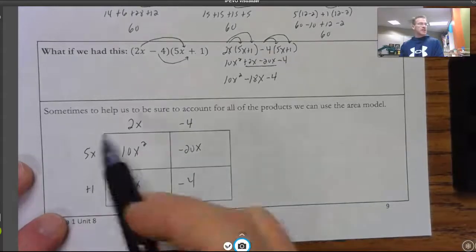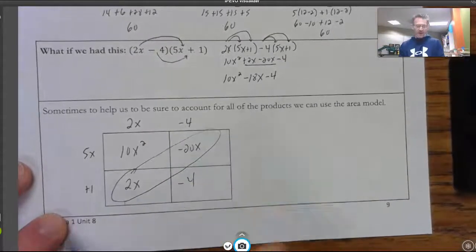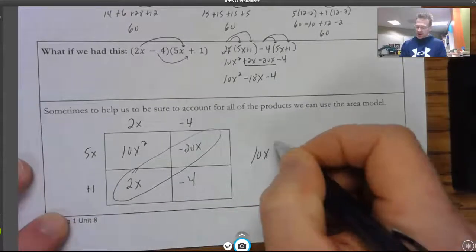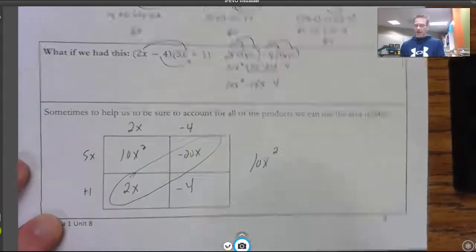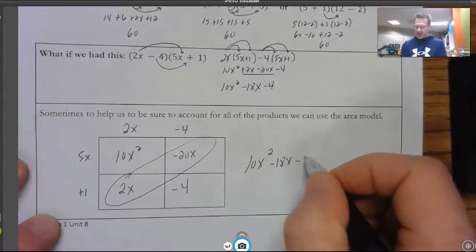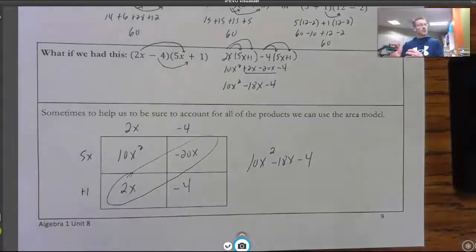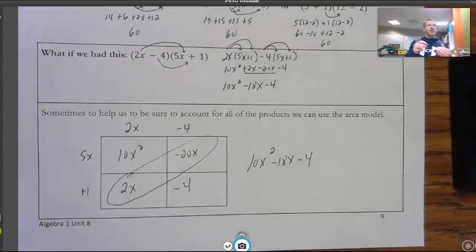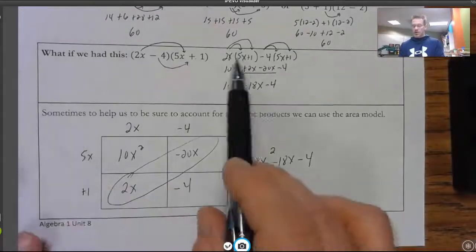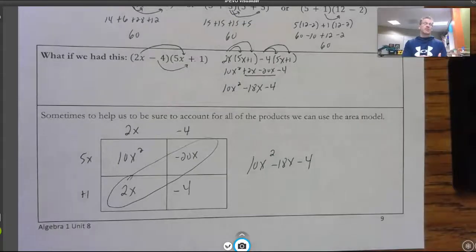And then notice I can still see my like terms here. They're along that diagonal. So I can then combine like terms: 10x squared, and then 2x minus 20x would be negative 18x, and then we get negative 4 here. Now, the area model, once again, just helps you make sure you can account for everything. So you can do it this way, you can do the area model, and that's what we're working on today.